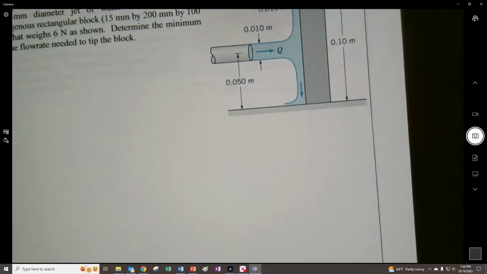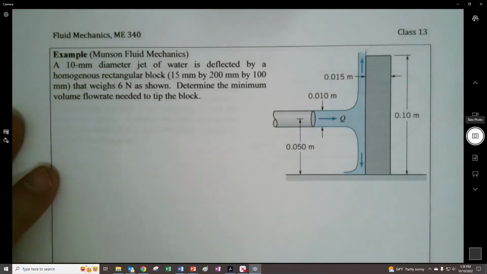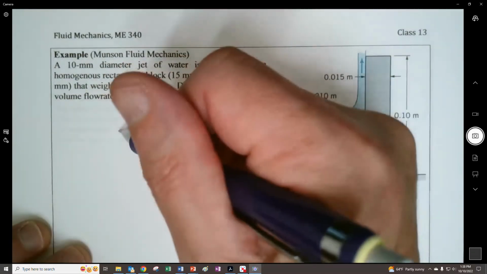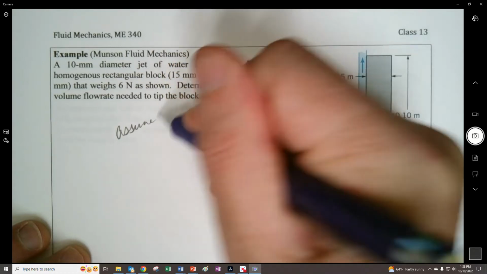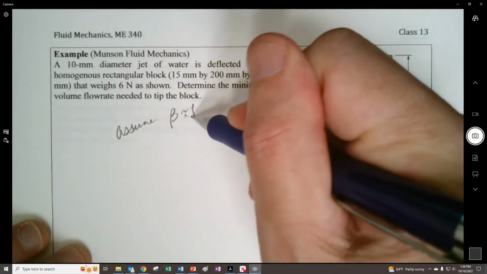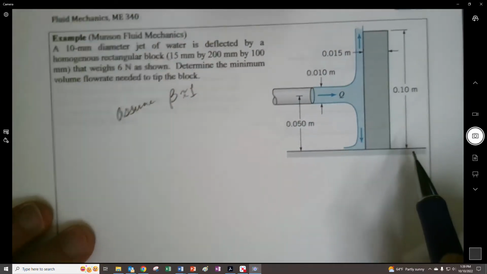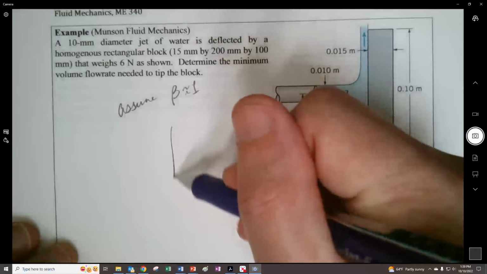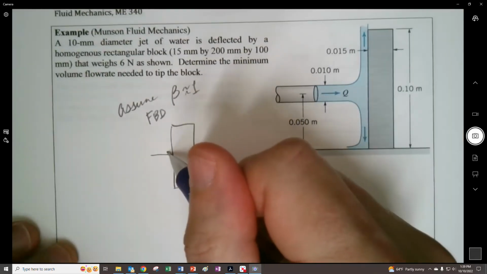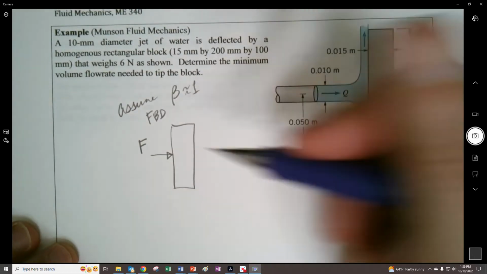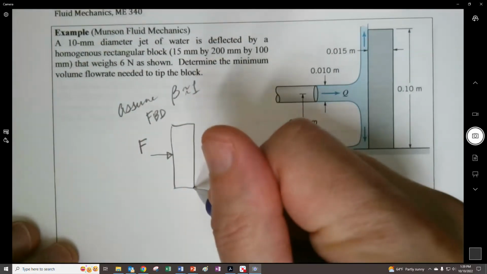So this is the problem right here. Starting out, let's write out an assumption. Assume that this beta, this flux correction factor, is going to be 1. So here is an FBD of the block by itself. What we expect to find is some kind of force applied right here. We call it F, and that's going to knock it over.